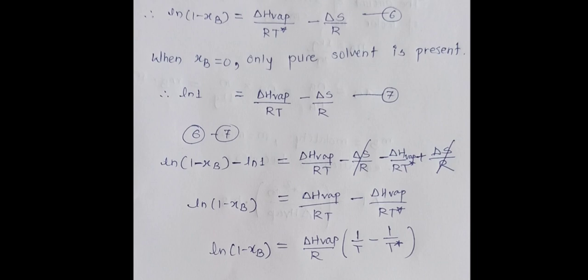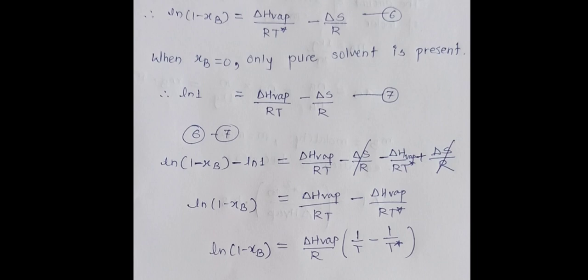Now, just subtract equation number 7 from equation number 6, or just do subtraction of 6 minus 7. So, ln of 1 minus XB minus ln of 1 is equal to delta H vaporization divided by RT minus delta S upon R, minus equation number 7, which is delta H vaporization divided by RT minus delta S upon R. So subtraction is there, so the minus term becomes positive plus delta S upon R. So minus delta S upon R and plus delta S upon R, these two terms get cancelled. So the remaining equation is delta H vaporization upon RT minus delta H vaporization divided by RT star.